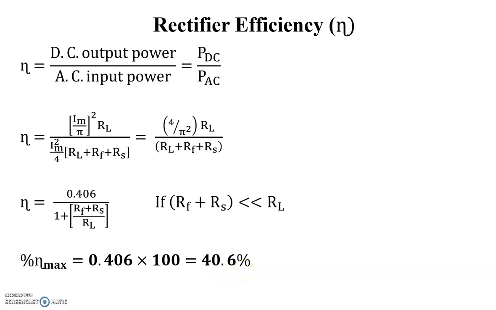This means maximum 40.6% of the AC power gets converted to DC power in the load. So if the efficiency of the rectifier is 40%, then what happened to the remaining 60% of the power? It is presented in terms of ripple in the output, which is the fluctuating component presented in the output. So the more the efficiency, the less the ripple content in the output.